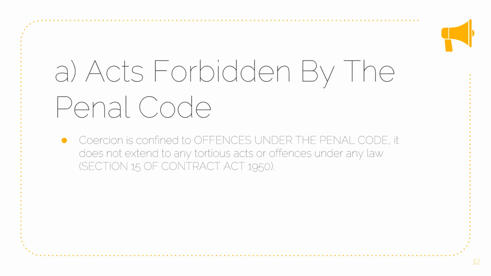Coercion is confined to offences under the Penal Code. It is not extended to any tortious act or offences under the law. Example of offence under the Penal Code is public servant taking gratification other than legal remuneration, absconding to avoid service or summons, giving false evidence, harbouring an offender, counterfeiting a government stamp, criminal conspiracy, or providing devices to terrorist group, and many more. To learn more about this, please refer.